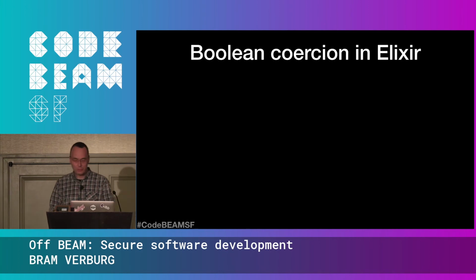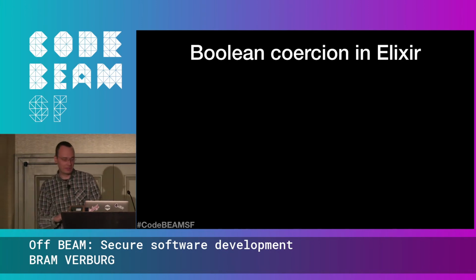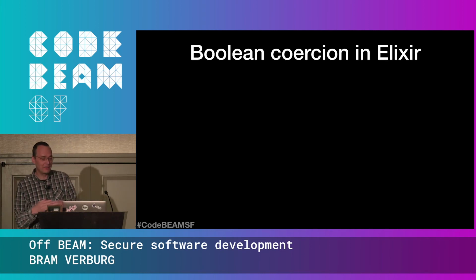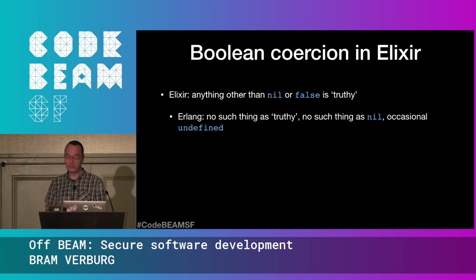Now, I want to talk about one topic that's specific to Elixir, and that is Boolean coercion. Unlike Erlang, Elixir has this notion of a truthy value. A truthy value is anything that's not nil or false. Erlang doesn't have a notion of nil at all. It does sometimes return undefined, but Elixir would consider that truthy. It's not nil, it's not false, so that's truthy, right? So this can actually lead to subtle bugs that can then lead to weaknesses, which can lead to vulnerabilities.